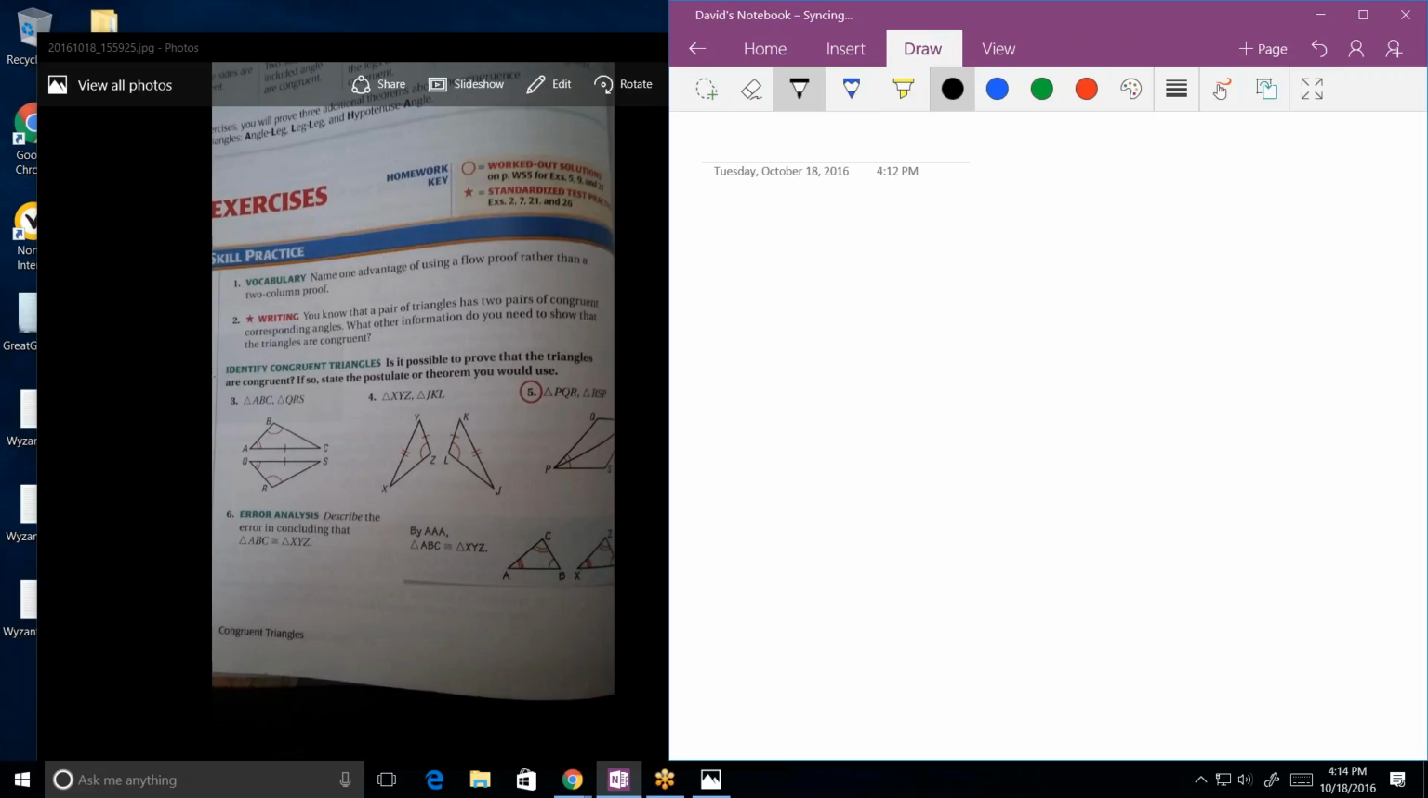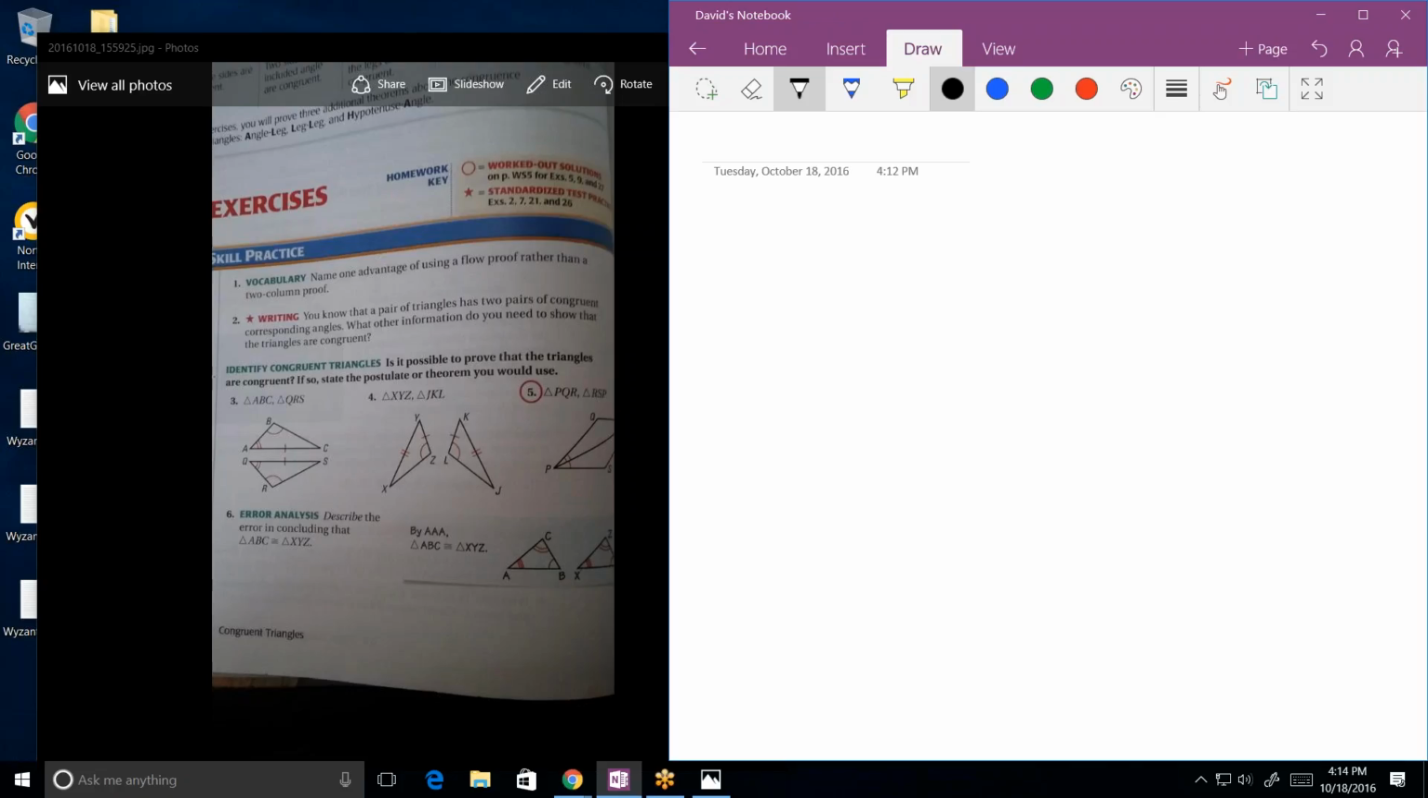I'm not sure why, to be honest with you. There should be. But there isn't one, as far as I know. In other words, there's no postulate that says side-side angle proves congruency as long as it's an obtuse triangle. But that's the truth. It does.